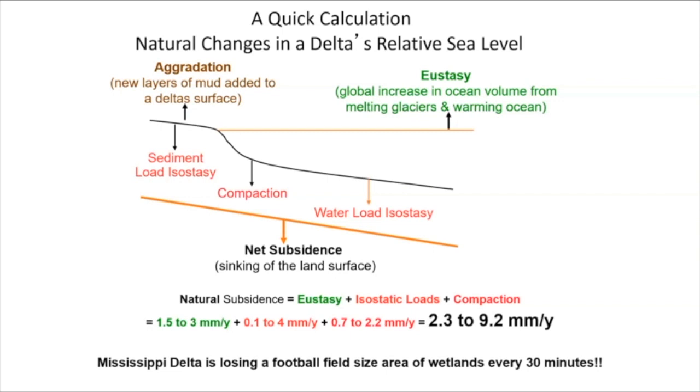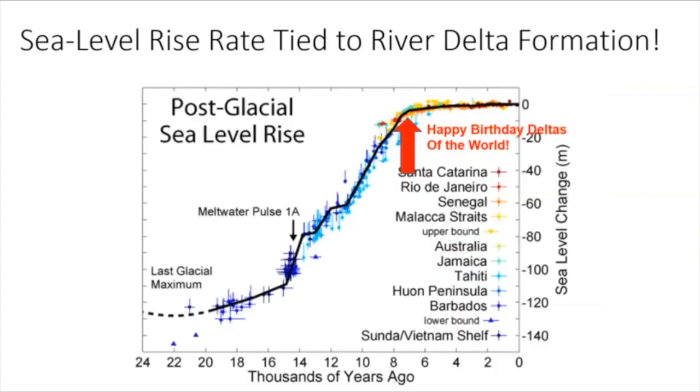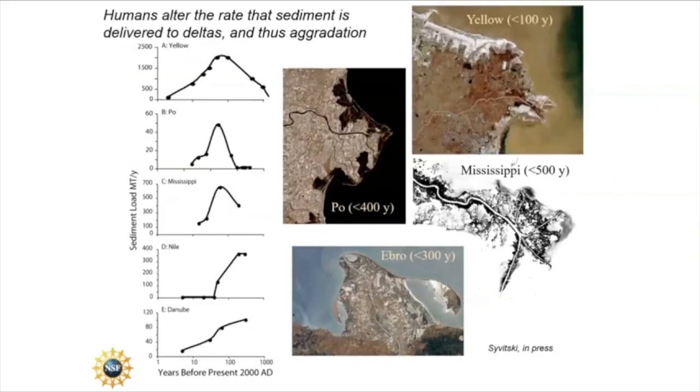And so if you do the math, and we don't have to go through it in detail, you look at the eustatic sea level component and the subsidence component, the relative change is anywhere from 2 to 9 millimeters per year, which is very, very rapid. The water volume increase and the expansion of the oceans is about 1.5 to 3, but because deltas are also sinking, that rate is accelerated almost a factor of 5. So these are areas that are sinking very quickly and are under threat.